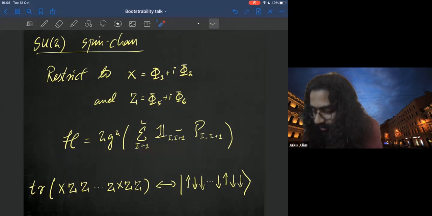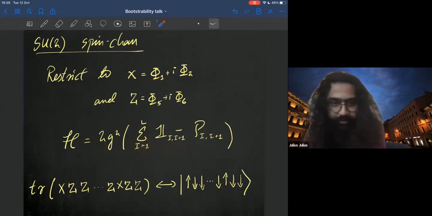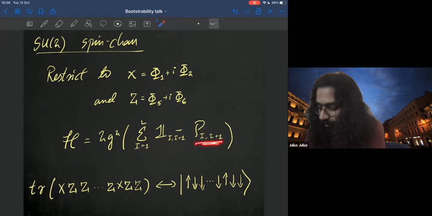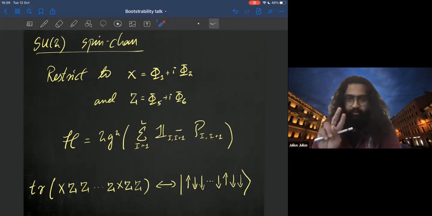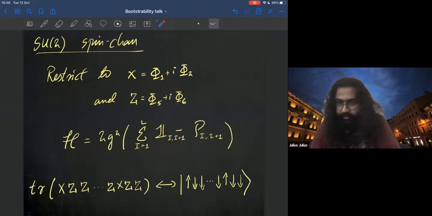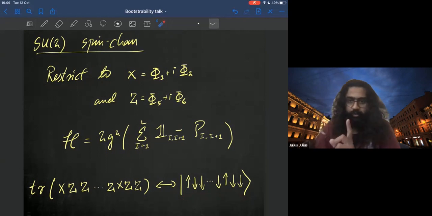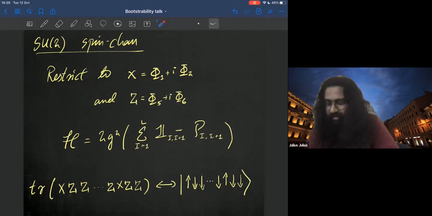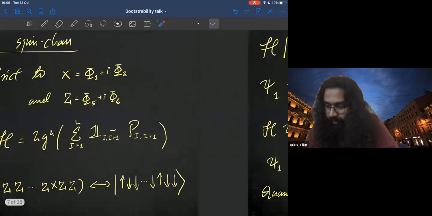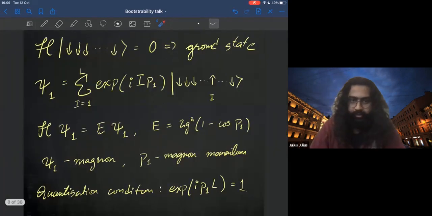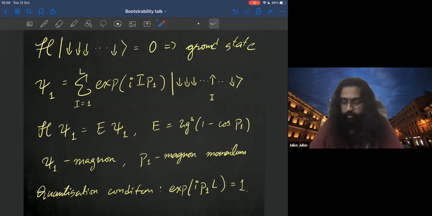So this is your spin chain Hamiltonian. We have a sum over sites going from 1 to L. At each site, I have an identity operator which does nothing, and I have a permutation operator which flips the spin at each site, essentially. So in this picture, we have a correspondence between some single trace operator made of X's and Z's, and some configuration of spins.